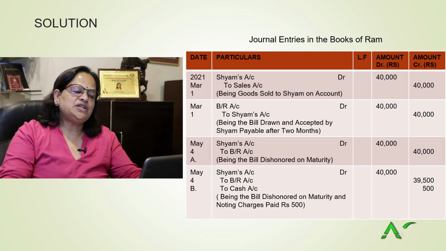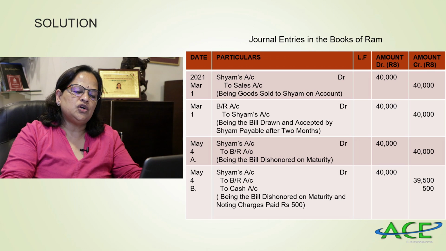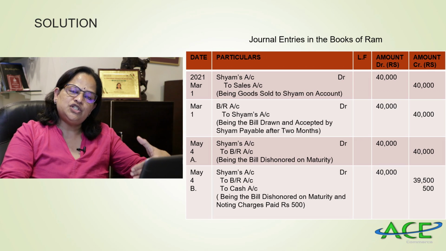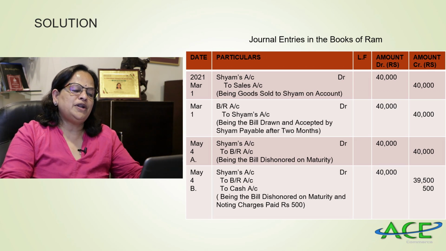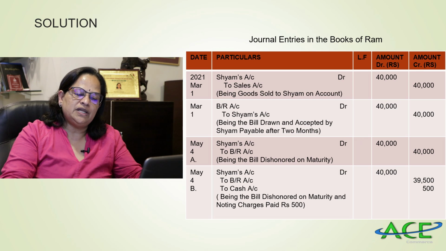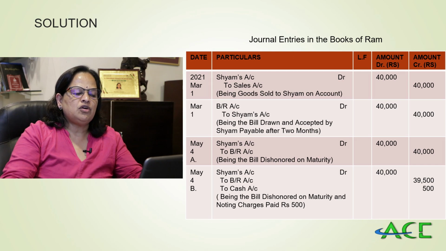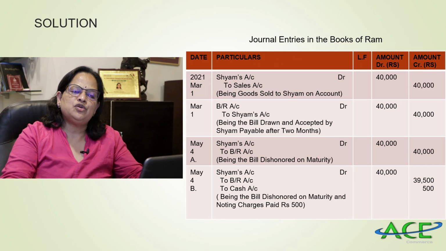So in section A, Shyam's account debit to bills receivable account 40,000, being bill dishonored on maturity. Next one is when noting charges are paid. So it's a compound entry. Shyam's account debit 40,000 to bills receivable account 39,500 and cash account 500, being the bill dishonored on maturity and noting charges paid rupees 500.